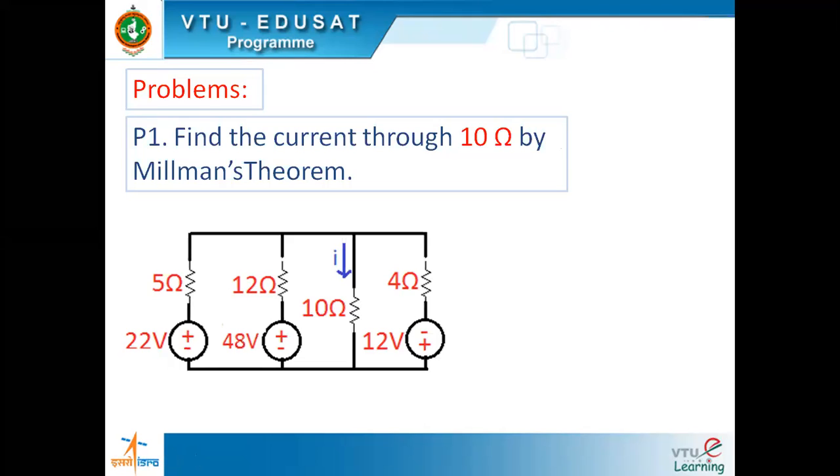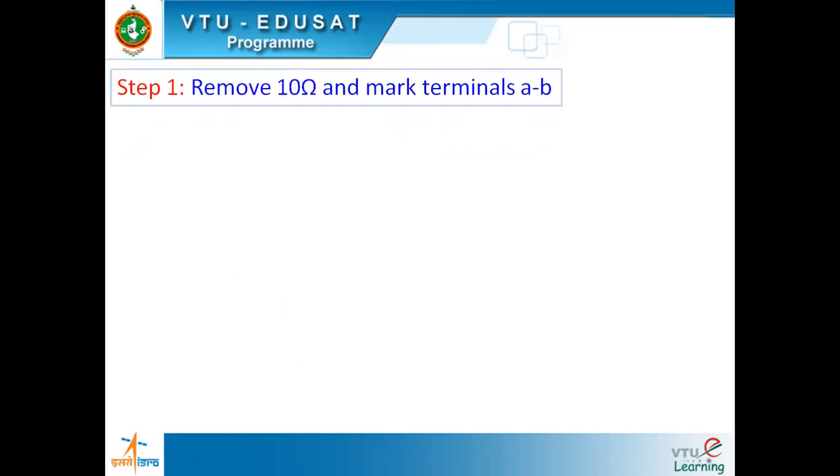So step one, you would remove this. Soon after you remove this, what will you be having? You will have two open circuit terminals. When you have two open circuit terminals, you have these parallel combinations: voltage source in series with the resistance, voltage source in series with the resistance, voltage source in series with the resistance, and all these series combinations are in parallel. That is where Millman's theorem comes into the picture. What I mean is this: remove 10K and mark the terminals as A and B.